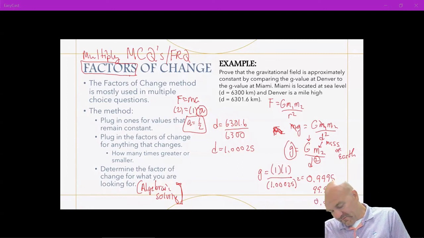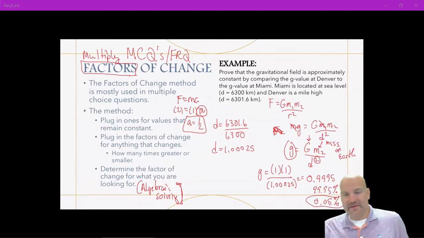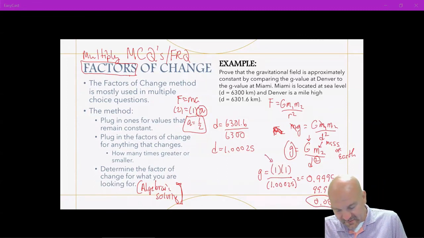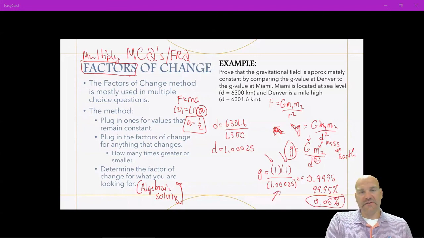Okay, now, is that a big change? I mean, that's a 0.005% change. That tells us right there that it's constant. But you can see through this method of factors of change, right, we determined that G is constant here on Earth.